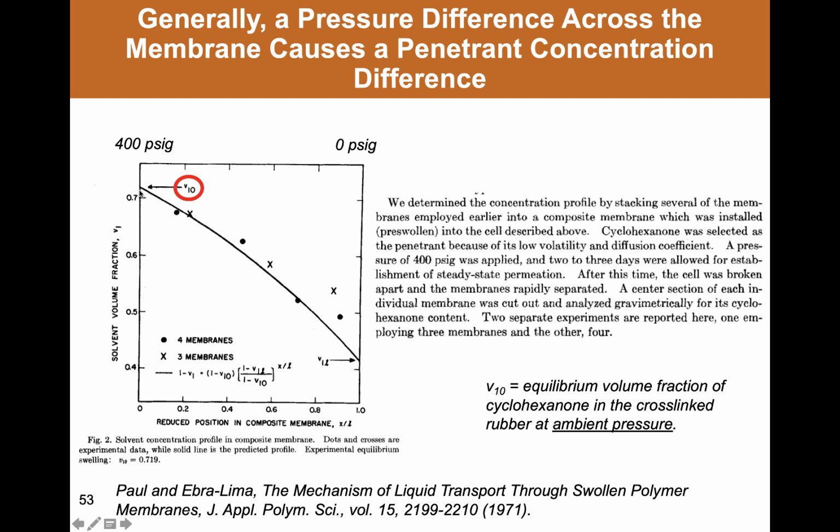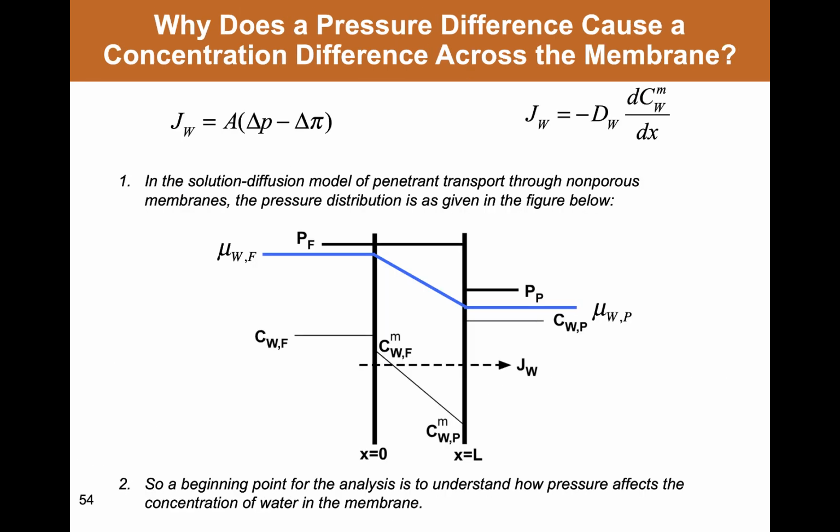So pressure is having virtually no effect on the solvent volume fraction at the upstream side of the membrane, or high pressure side of the membrane, but it is decreasing the solvent concentration in the membrane at the downstream side. So this is a general phenomenon related to liquid transport through solvent swollen membranes.